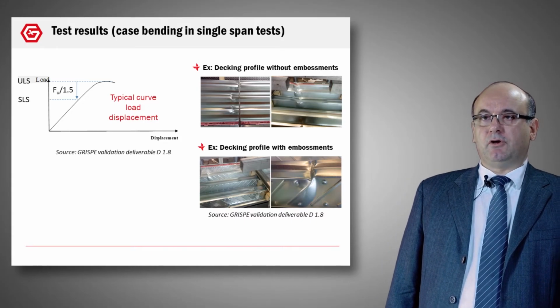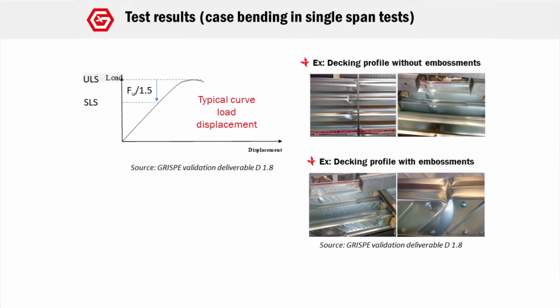Now we have an example of a load-displacement curve. You can see that the curve on the left is linear at the beginning, and we have a curve at the end. The linearity at the beginning is a proof that the system has an elastic behavior. At the end, you have a plasticity, and we obtain the ULS load. It is the collapse load, the maximum load that can be applied on the profile. When we have this load, we divide it by 1.5, and you obtain the SLS load. This SLS load is used to determine the effective inertia of a profile.